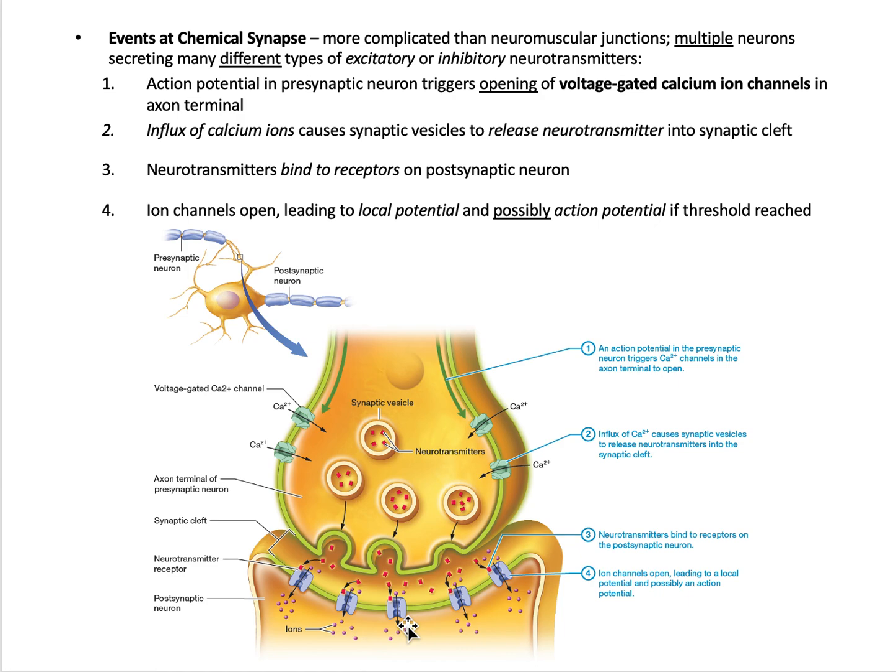Okay. Once that neurotransmitter is bound to the receptors on the postsynaptic cell membrane, depending on what type of receptor it is will determine the events that take place on the postsynaptic membrane. We'll get into more of that later.